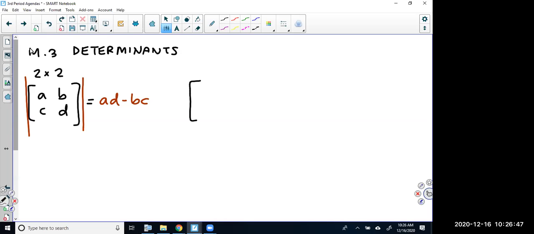Here's one example. If we have the matrix 1, 3, negative 4, 2, we're going to find the determinant of that. Did I write the 1 sideways? No, I didn't. That was weird. 1, 3, negative 4, 2 is the matrix that we will find the determinant of. So our determinant is just a number that's telling us how much we're scaling that 1 by 1 block. So it's 1 times 2 minus 3 times negative 4.